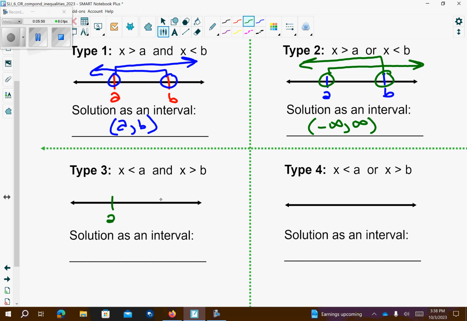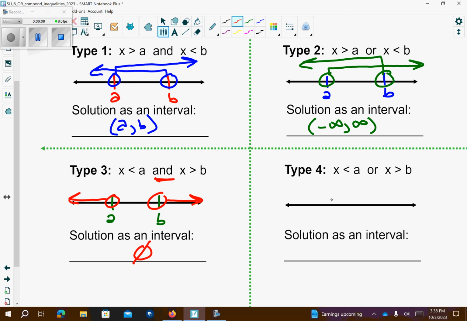Now let's have A here and B here. We have the word and, so we want overlap. This is going to go this way, and this is going to go this way. There's no overlap. I need overlap. So this is the empty set, or no solution.